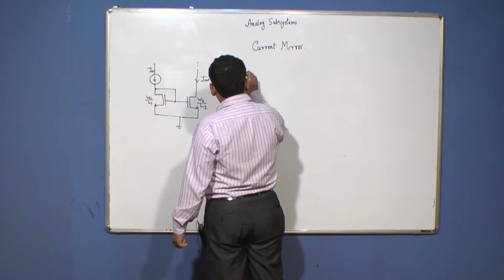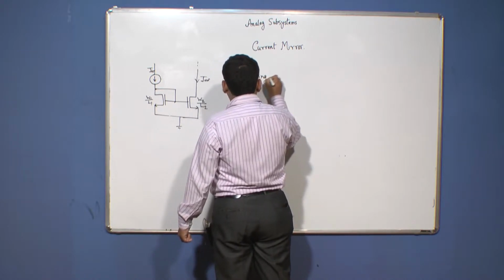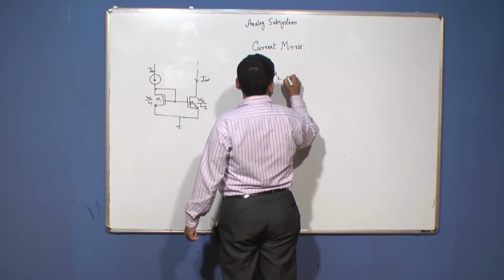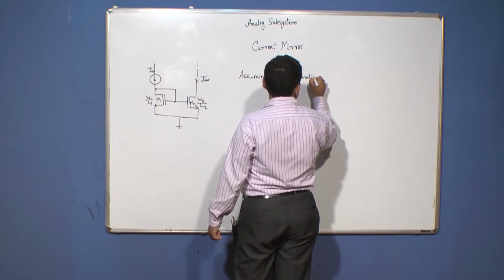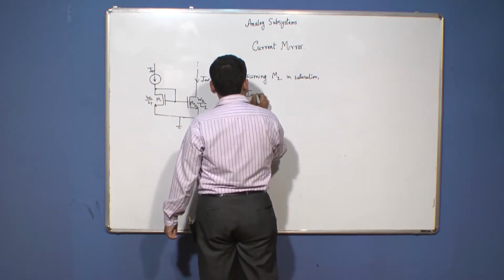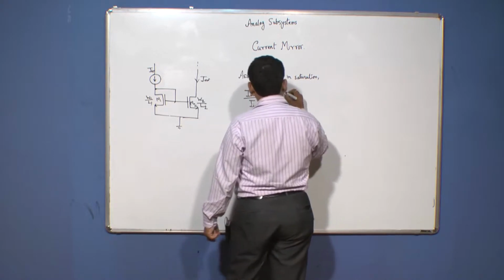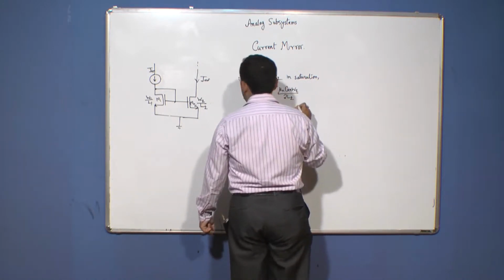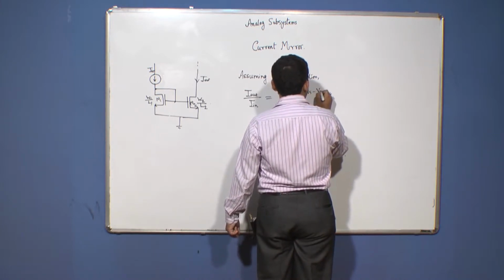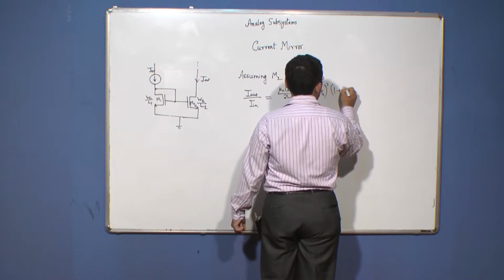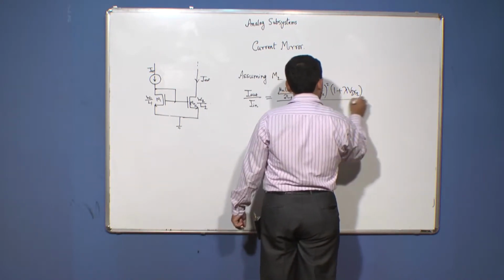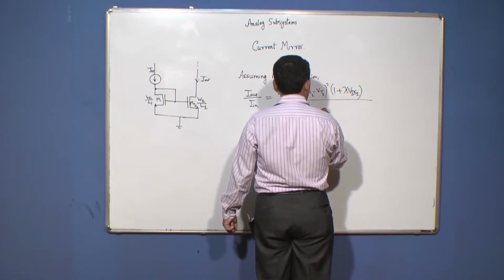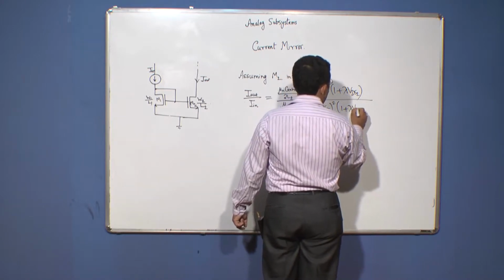So assuming let us call this MOS transistor M2 in saturation, we have I out by I in equal to mu n COX W2 by 2L2 into VGS 2 minus VT2 whole square into 1 plus lambda VDS 2, divided by mu n COX W1 by 2L1 into VGS 1 minus VT1 whole square into 1 plus lambda VDS 1.